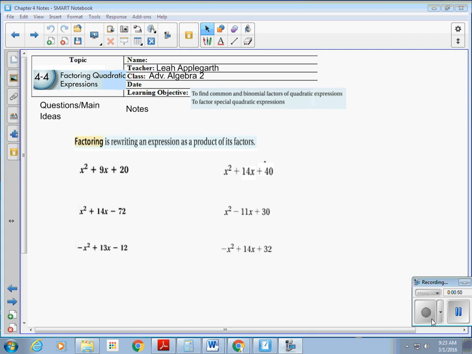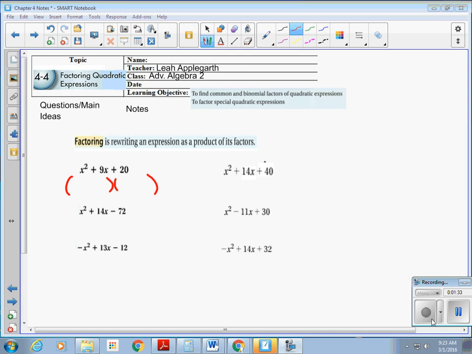So the definition of factoring is rewriting an expression as a product of its factors. So we're going to unfoil these expressions. If you write down x squared plus 9x plus 20 on your paper, we want to know which two binomials make that x squared plus 9x plus 20 when we FOIL it out.